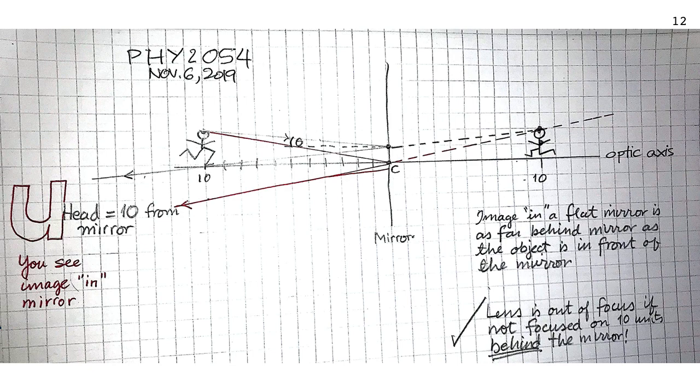The image in a flat mirror (in parentheses) is as far behind the mirror as the object is in front of the mirror.